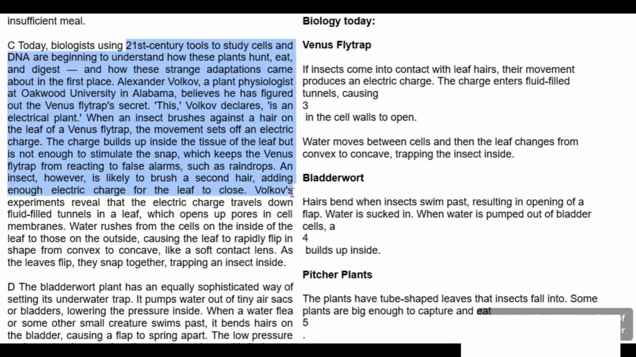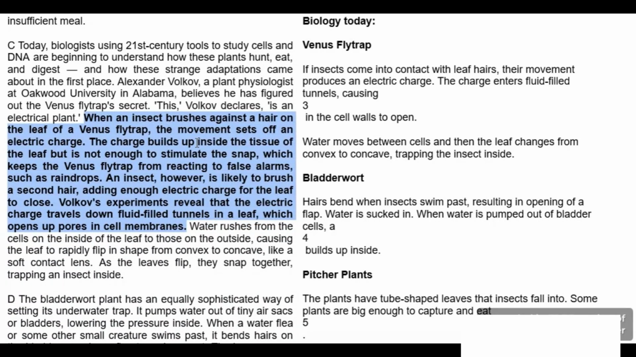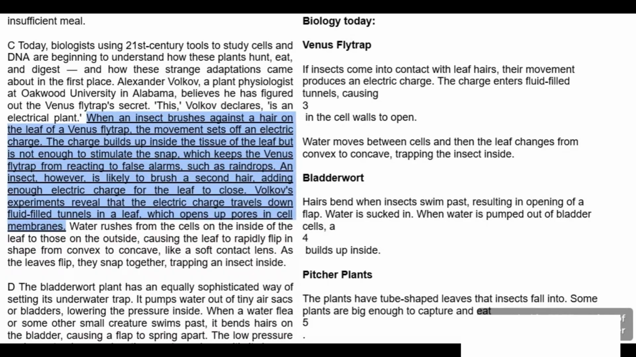A lot of experiments reveal that the electric charge travels down a channel or tunnel in the leaf, which opens up pores inside membranes. So, in this paragraph, we see Venus flytraps and modern biology. Starting from this, this is about our question. The first question is related to the next question.